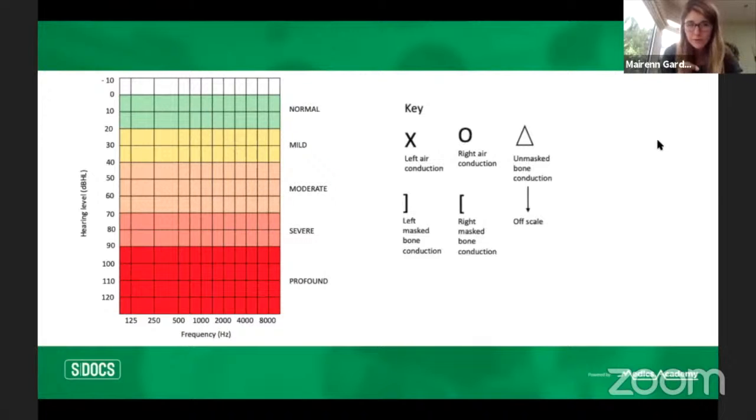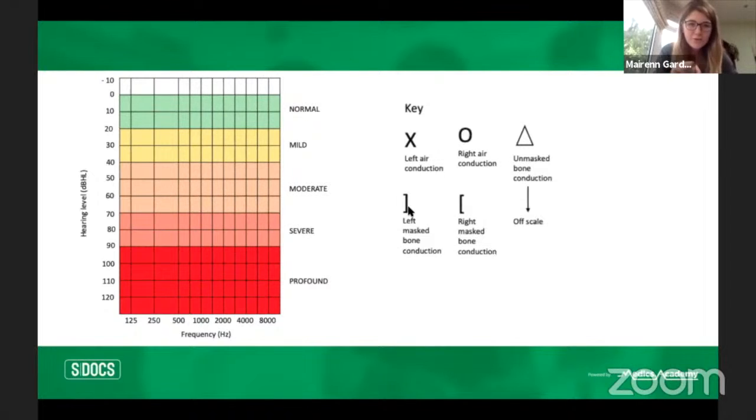What you'll then do is bone conduction, like I said. Unmasked bone conduction means that there will be no sound through the alternate ear. So for example, if you're testing right bone conduction, there'll be no sound through the left ear. The problem with this is that there might be some bias, whereas if you put noise through the opposite ear, you'll get masked bone conduction, and this is more reliable. So this is what's often done, and you'll often see the masked bone conduction signs.